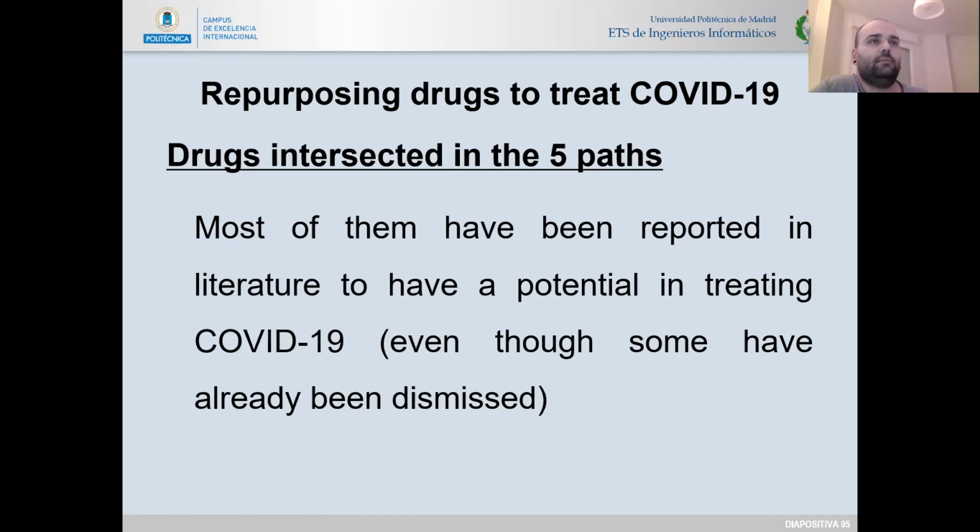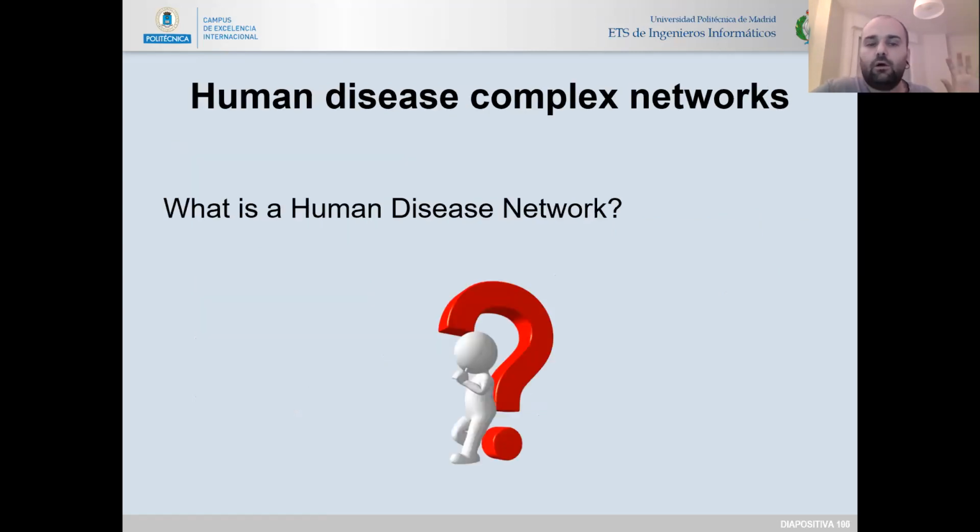I'm sorry that we did it like this. Lucia showed the results first, but she needed to leave. The perspective from which I started asking how we can do this drug repositioning computationally, where Lucia has shown this result, is based on the concept of human disease networks. Okay, have any of you heard about a human disease network?